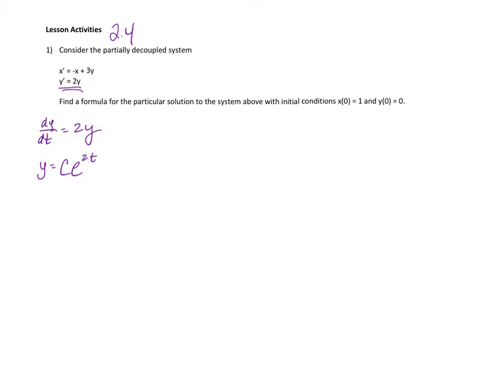The general solution. If I want to know the particular solution that has this initial condition, I plug in 0 for t, set it equal to 0, and figure out what the c is. So y of 0 equals c e to the 0, which is supposed to be 0, which means c equals 0. So my y of t solution is 0 e to the 2t, which is just 0.